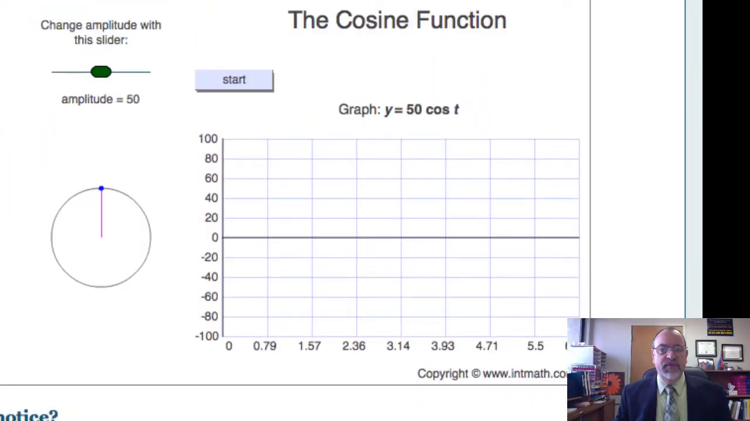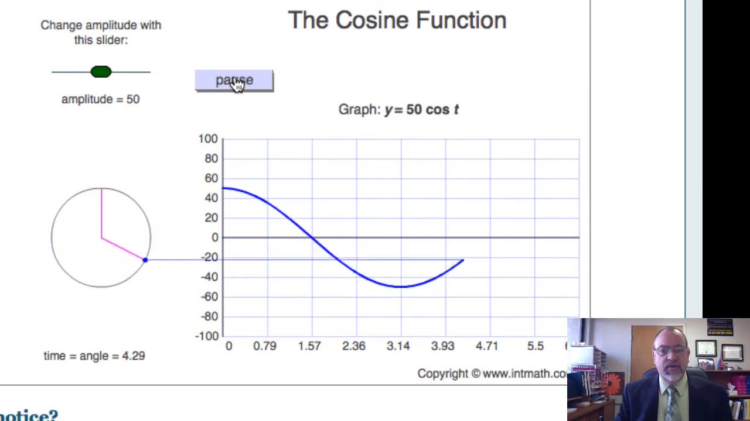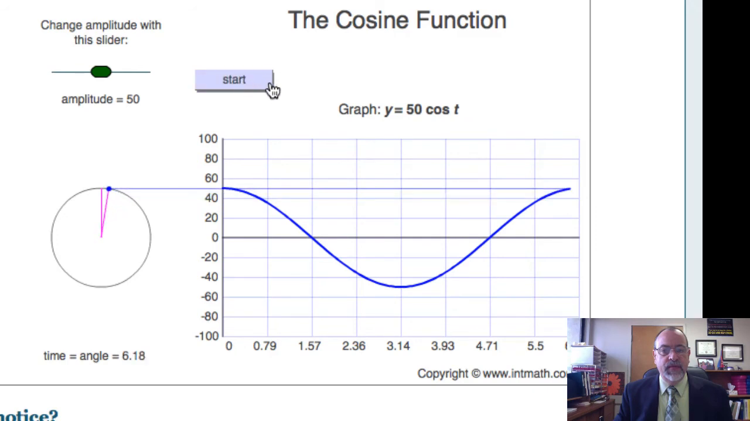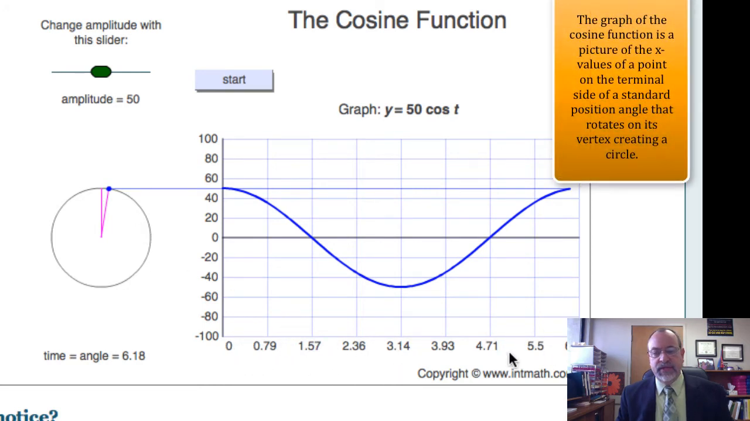Well, the cosine would be a tracking of the x values. So if we start at the x values and we go around the circle, then these are all of the different x values as this point moves around the circle, again, as these angle measurements are put in. So as the angle measurements change from 0 and move around the circle, what happens to the x values? You can see the x values are plotted here, and that's a picture of the cosine.